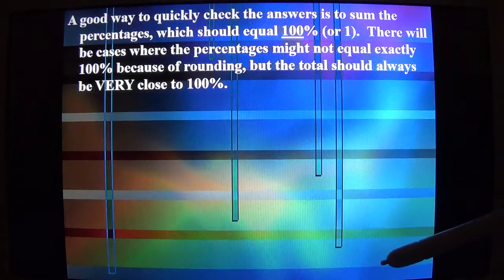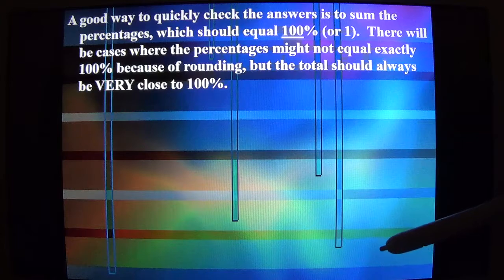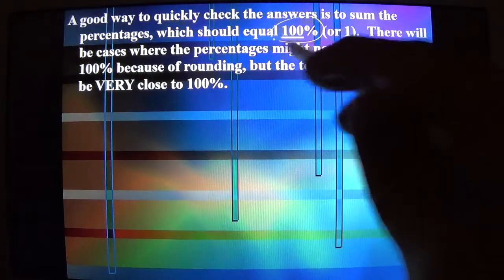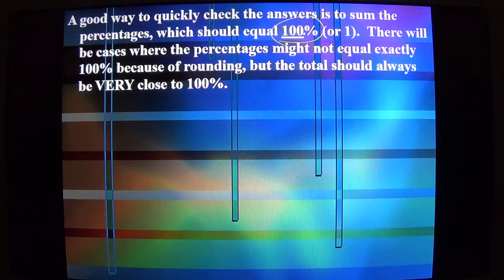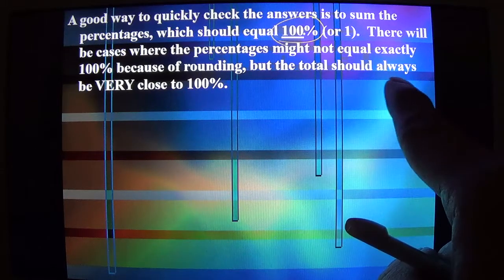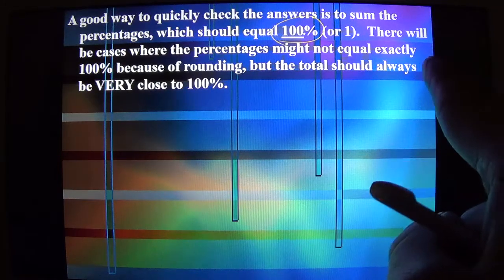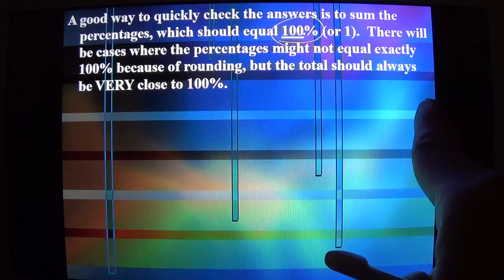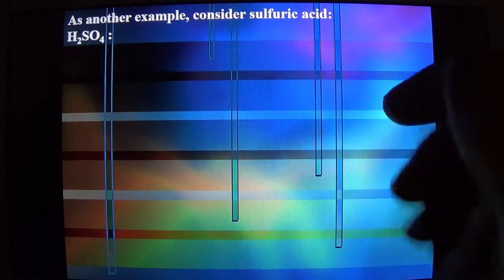Now, I do want to make note that if you do it right, you should be able to check your work by adding up the percents and getting close to 100. We do some rounding, so it may not be exactly 100 all the time, but it should be very close, like 99% or 101%. 82% is right out, 117%, you did something wrong. Should be extremely close to 100 if you did it right.